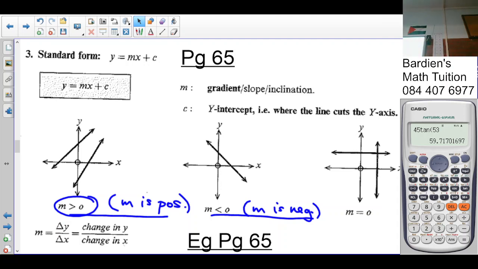So we see that if m is greater than 0, if m is positive, the graph is increasing, and if m is less than 0, the graph is decreasing. Or we can say if m is positive, or the gradient is positive, the graph is leaning to the right, and if m is negative, the graph is leaning to the left. And if m is equal to 0, it's parallel to the x-axis or to the y-axis. One of that is not correct for now, but we're just going to leave it like that.